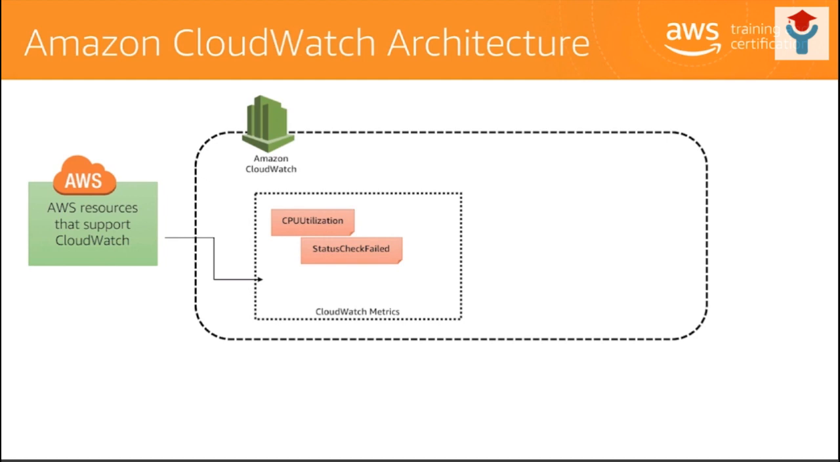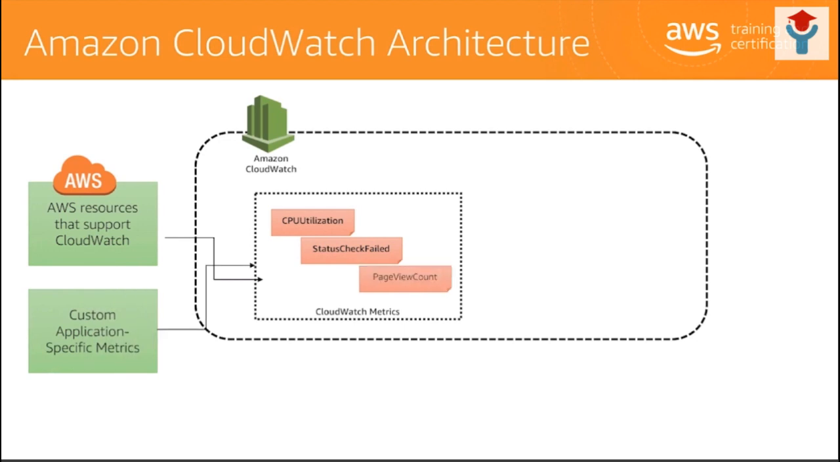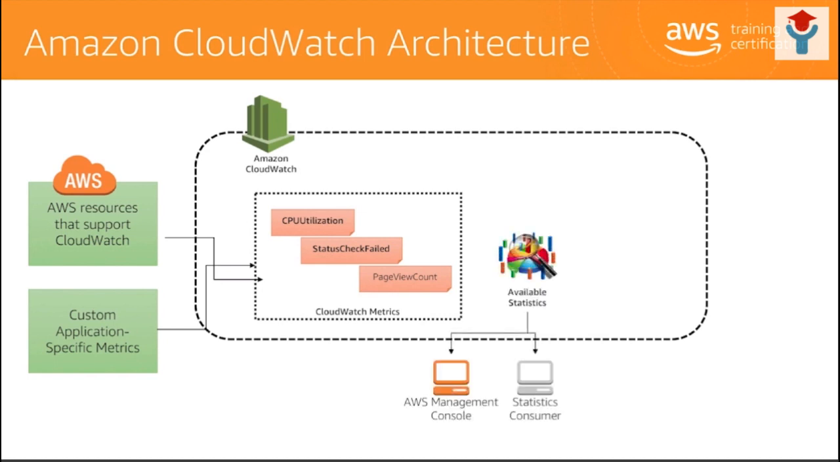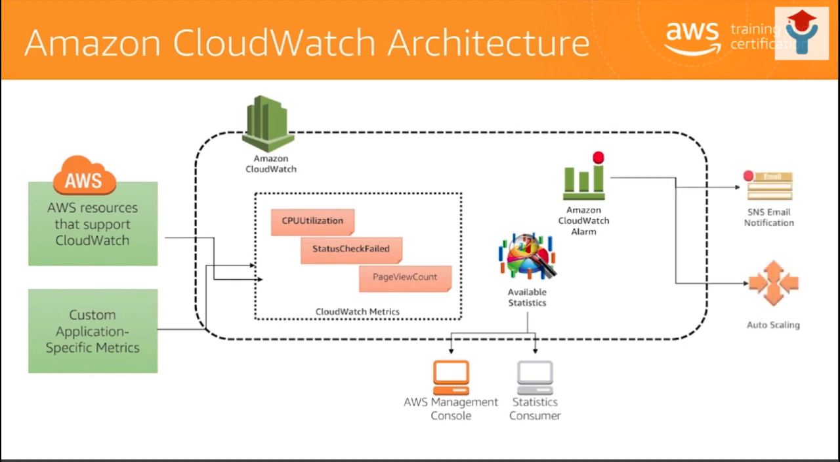Amazon CloudWatch architecture includes resources that support CloudWatch, such as CloudWatch metrics. The basic metrics include metrics such as CPU utilization, as well as status checks. Custom application-specific metrics can also be recorded from available statistics within your application. All these things are reported to the AWS Management Console. They also can be logged and sent off to trigger an Amazon CloudWatch alarm.